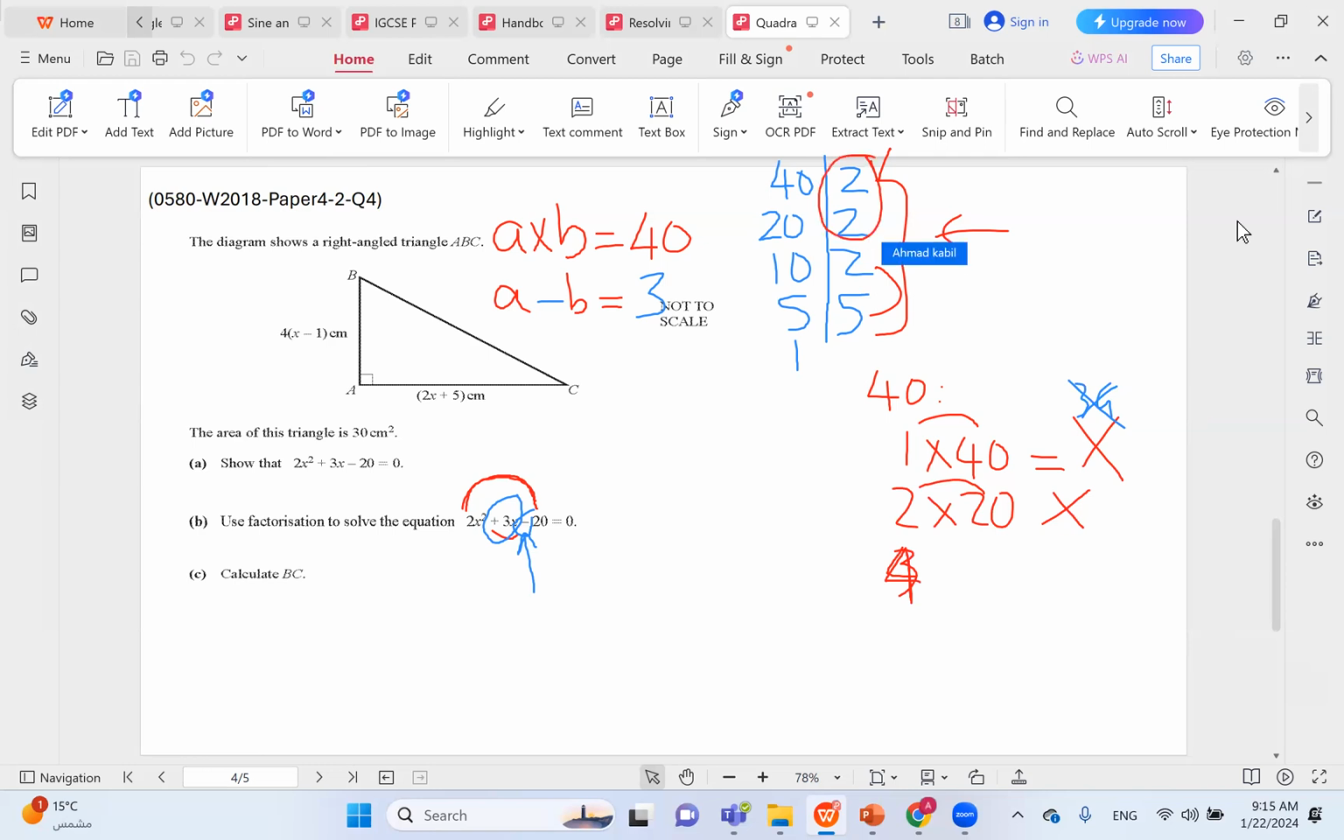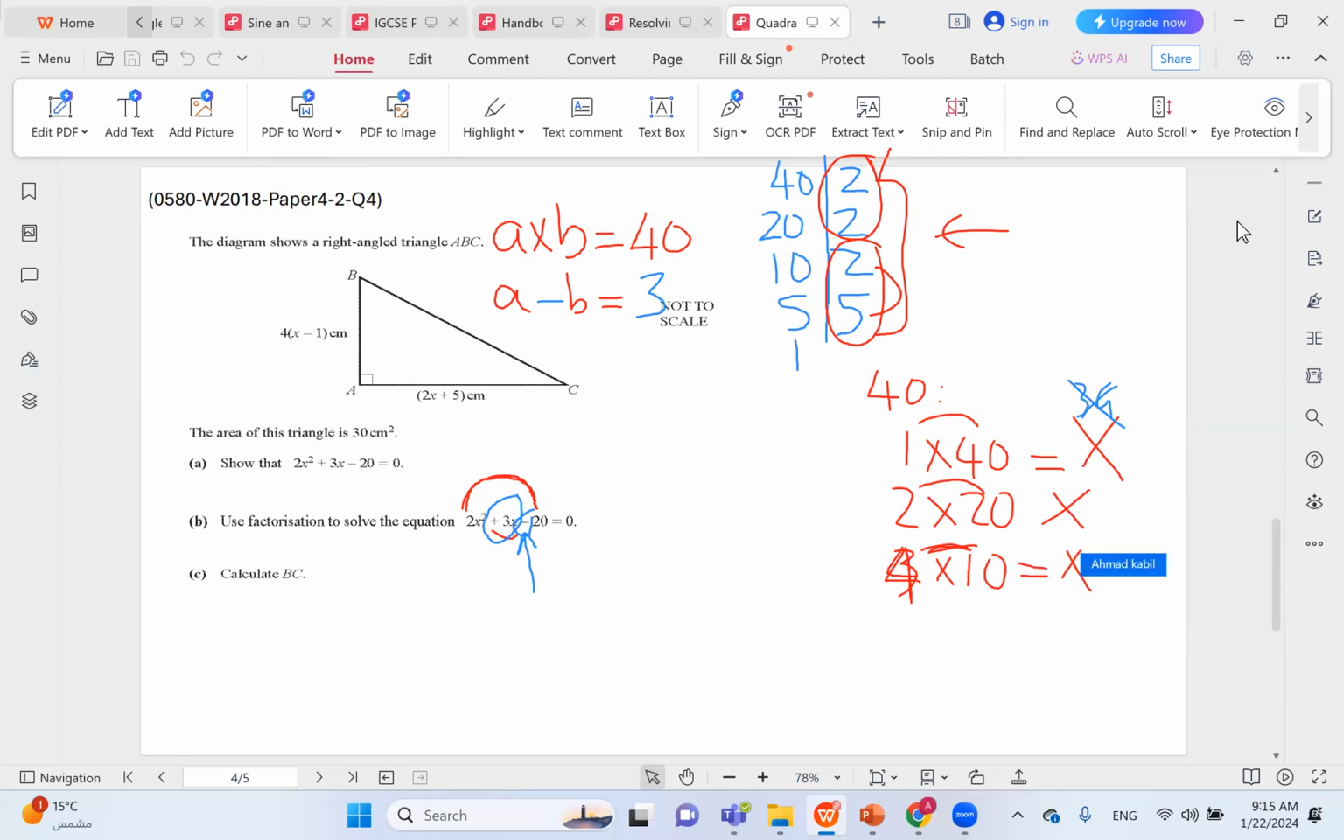This is equal to 4. And actually, the other two factors will be the other number. So 4 times 10. Of course, you know that 4 times 10 is 40 anyway. But again, is the difference here 3? No, the difference here is 6 actually. We're looking for a difference of 3.